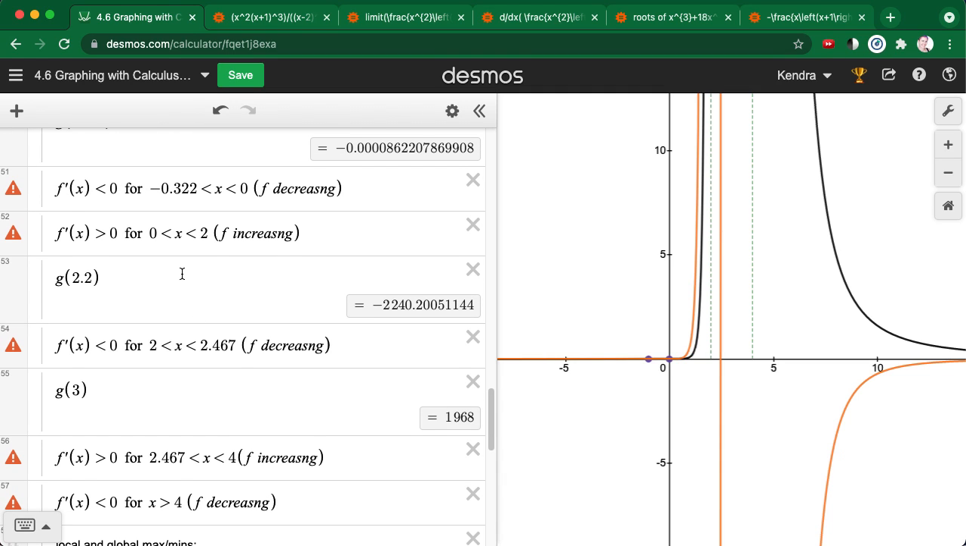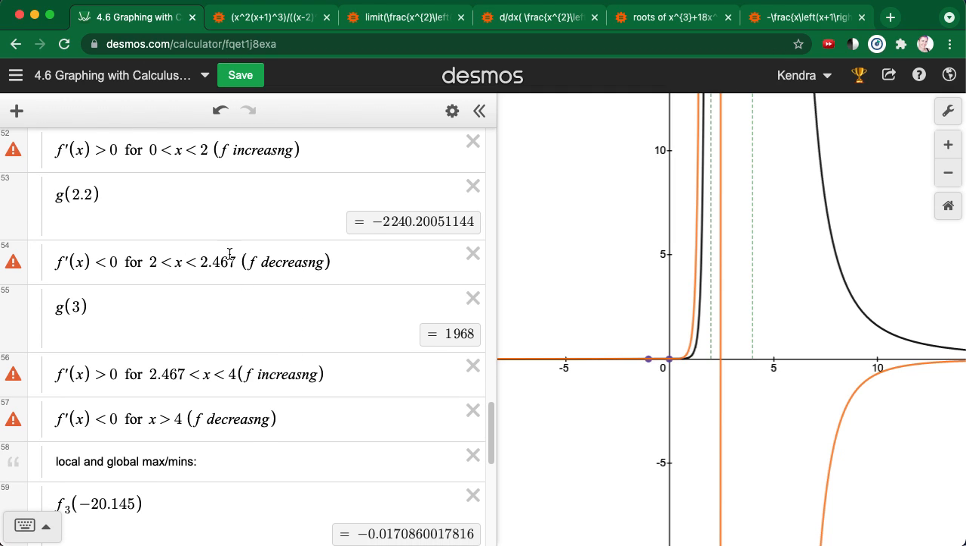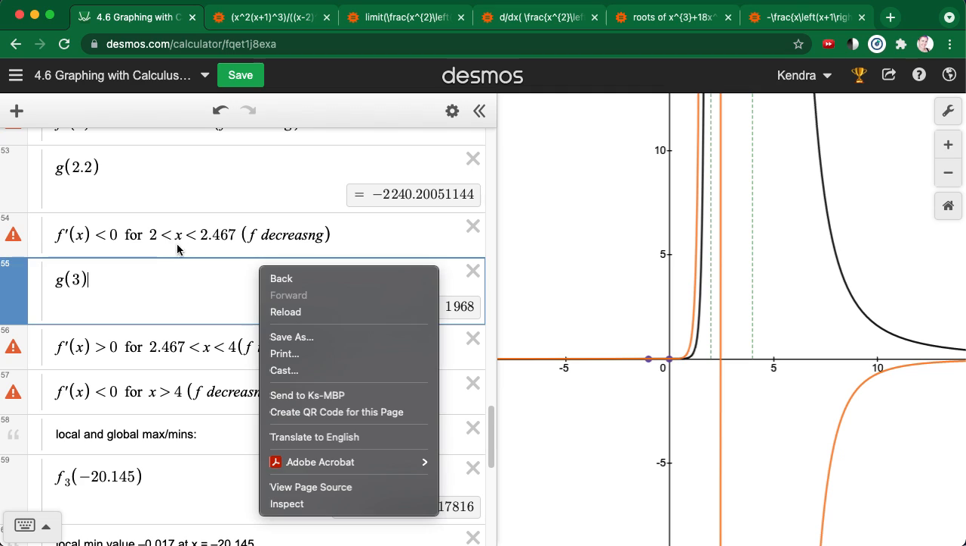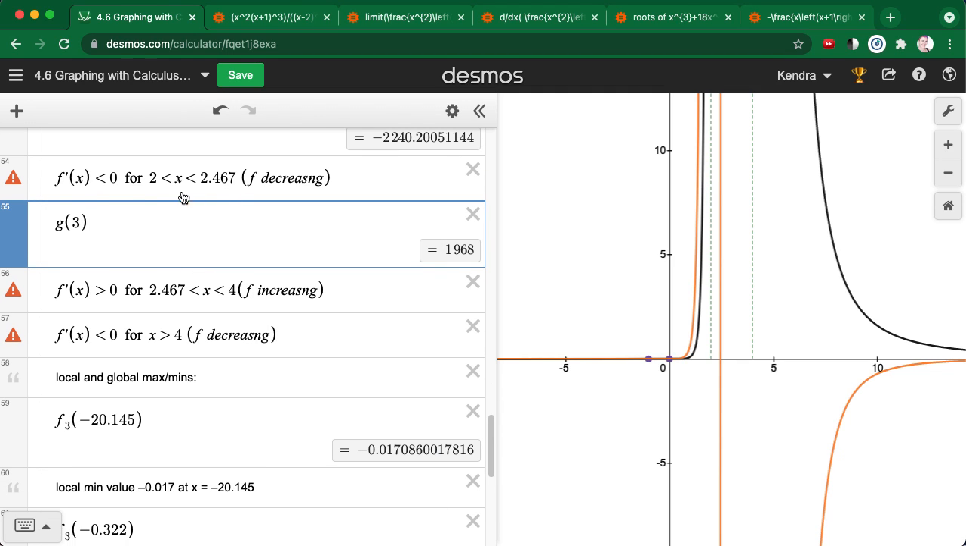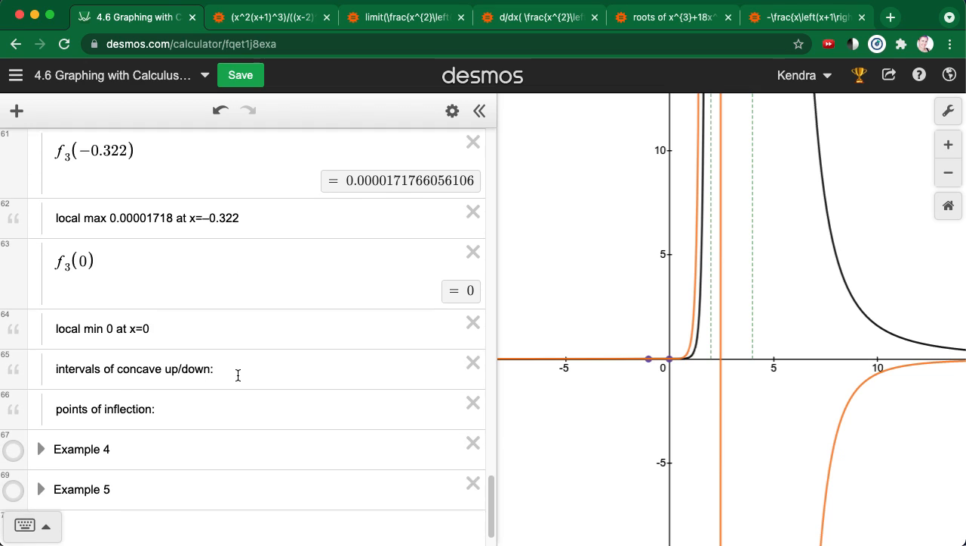And then from 0 to 2 is increasing, but then I have an asymptote, so then from 2 to 2.467, it's decreasing. That's coming off of the asymptote. And then here at 2.467, it switches from decreasing to increasing, so that must be a local minimum. So at 2.467, we must have a local minimum.